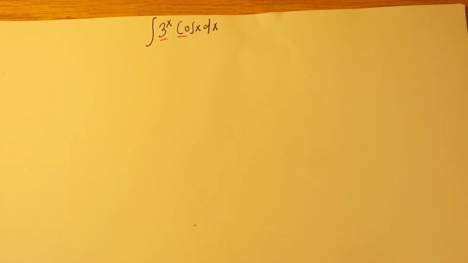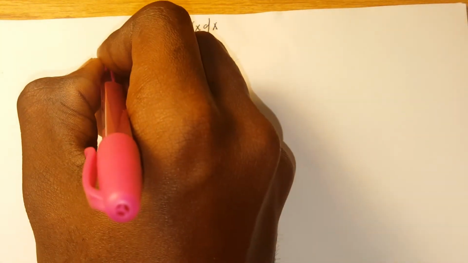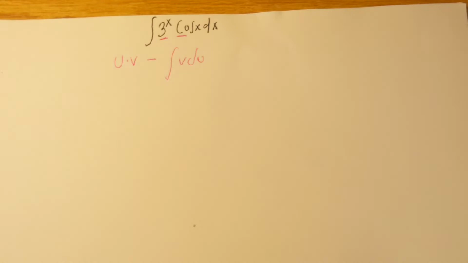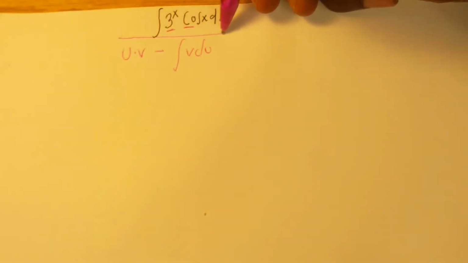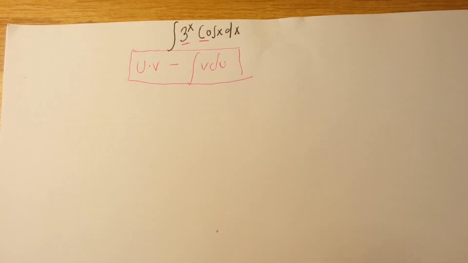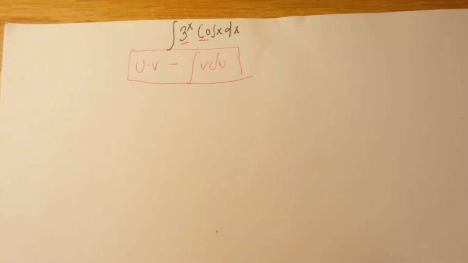So we write down our formula, which is u times v minus the integral of v du. That is our formula right there. That is our formula for integration by parts. So now we will go ahead and substitute for our u and our v.